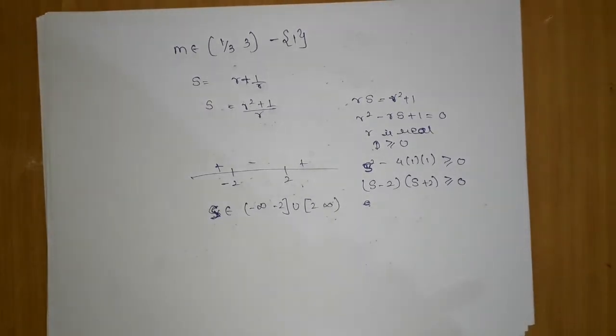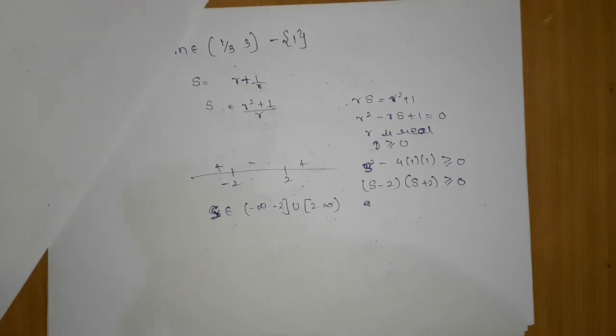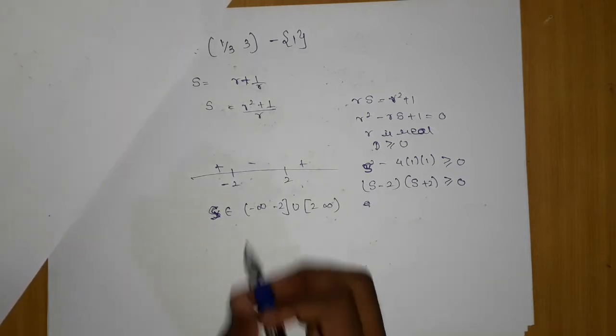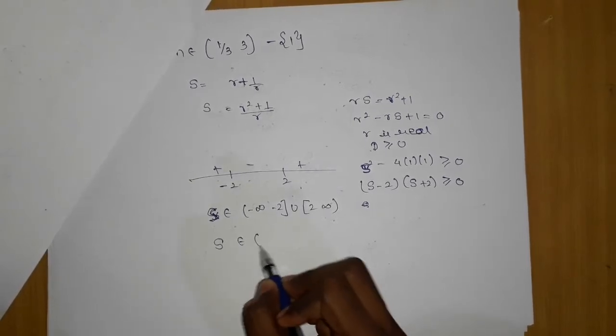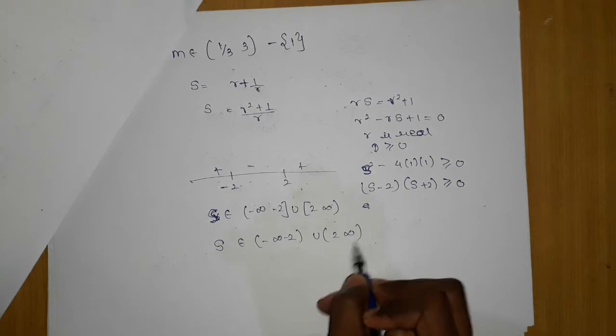Now we will reject what values? We will reject minus 2 and 2. Again the same reason: if I take those values, it will no longer be a GP. So for that reason we will reject these values. So our final answer is s belonging to minus infinity to minus 2 union 2 to infinity.